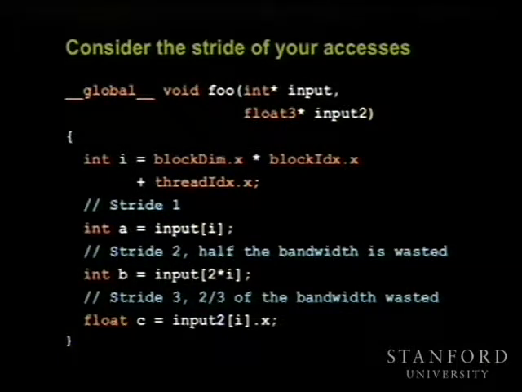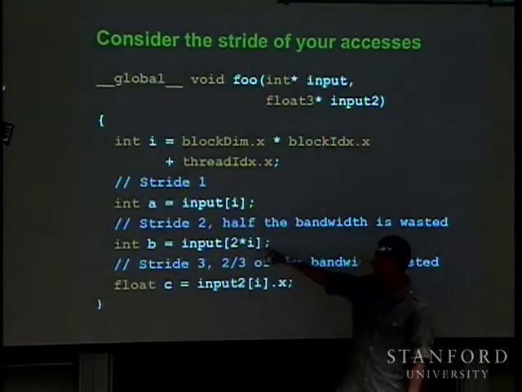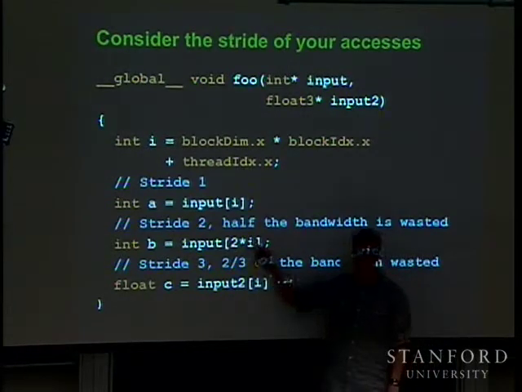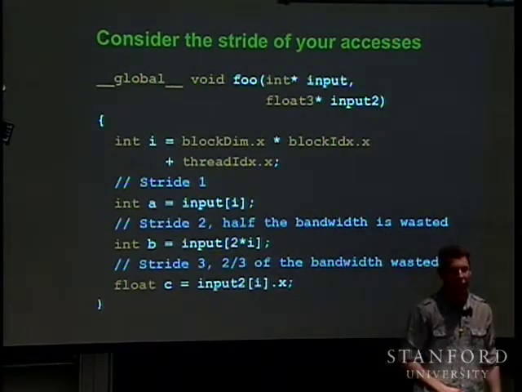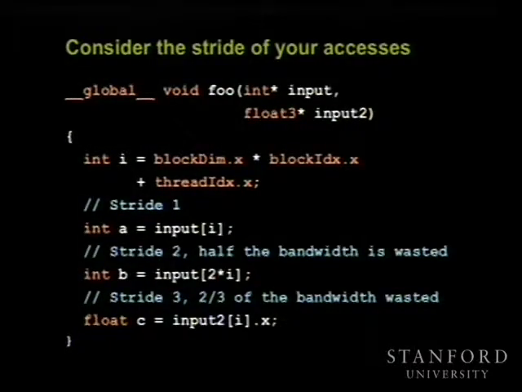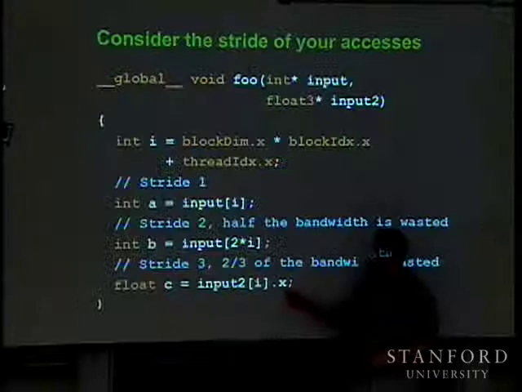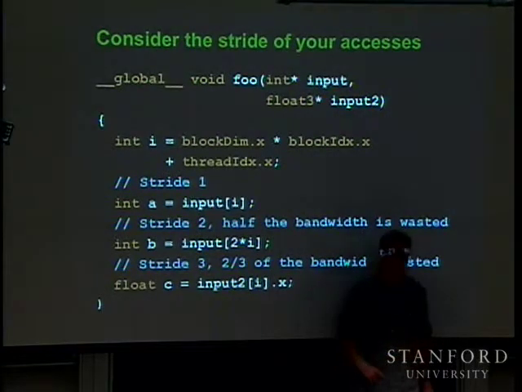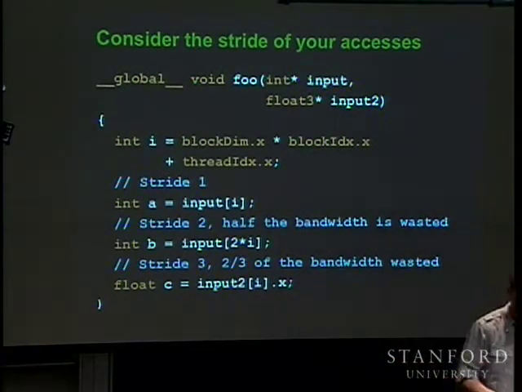If you are accessing something with a stride of 2, so that you're accessing all the even words and leaving out all the odd words, effectively the hardware will say, I'm going to load up twice as much, use up twice as much bandwidth as you think, because I'm going to throw away half of it. And if you have something else, which is a struct, basically a float3, but you're only using the x's for a particular access, you're actually wasting 2/3 of your bandwidth.